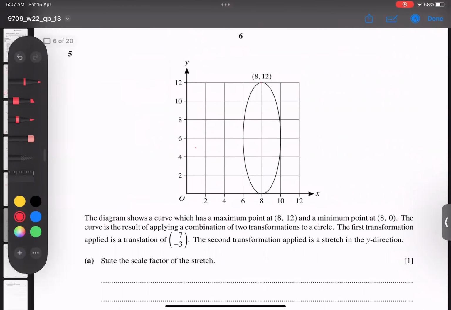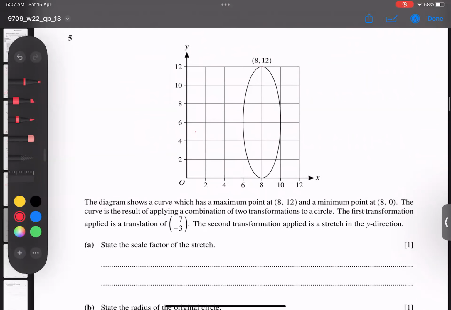Let's talk about question number 5. In question number 5, we have a diagram. Let's read the question. The diagram shows a curve which has a maximum point, this is the maximum point, and the minimum point is here. The curve is the result of applying a combination of two transformations onto a circle.